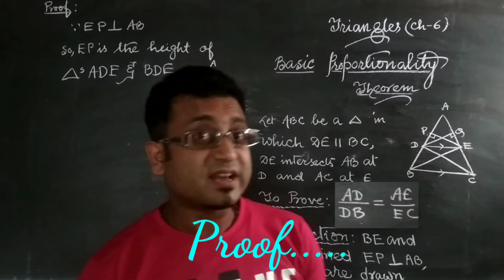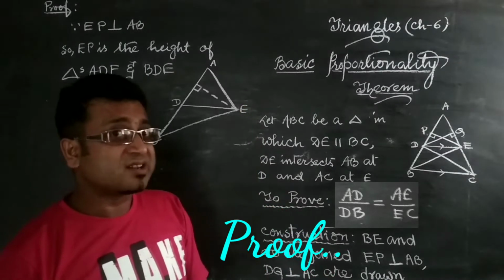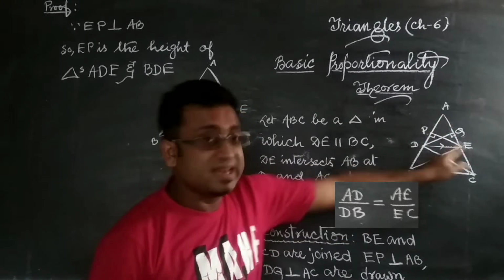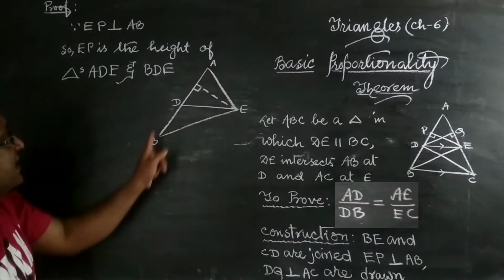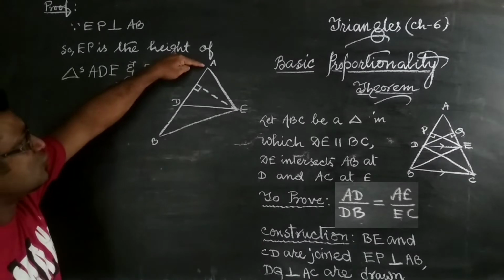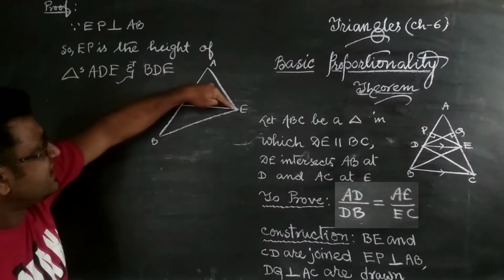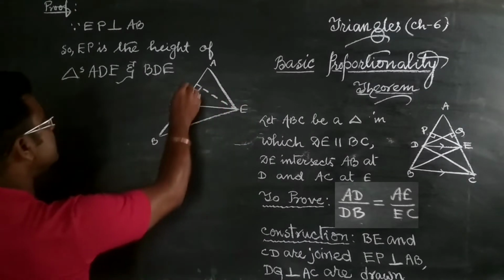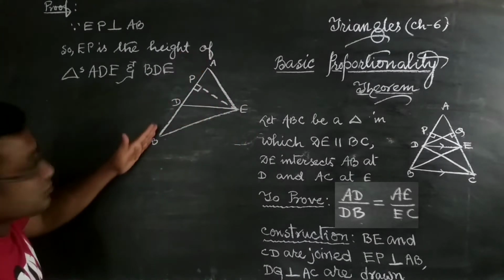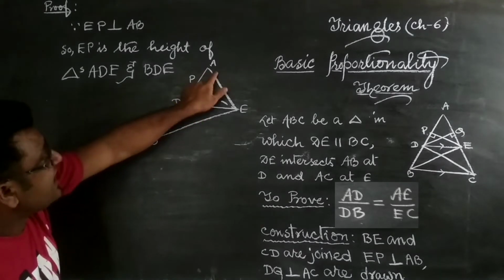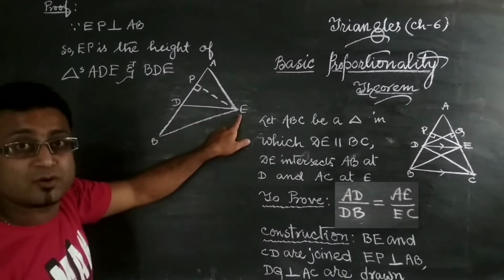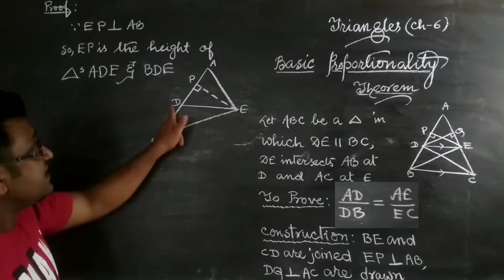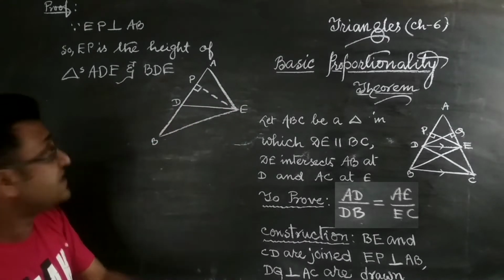Now I am going to start the proof of this theorem. Initially we are concentrating on the triangle ABE, which I have drawn separately. As you can see here, two triangles are there, ADE and BDE, and this is the perpendicular P. EP is perpendicular to this line. For triangle ADE, EP is the altitude. Similarly, for the triangle BDE, the altitude or height is EP.